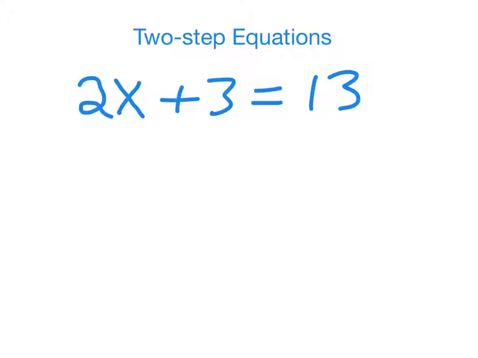So here we have the equation 2x plus 3 equals 13, and it's important to remember that this is not some mysterious thing. All this is saying is there's some number, we haven't figured out what it is yet, that if you multiply it by 2 and then add 3, you're going to get 13.